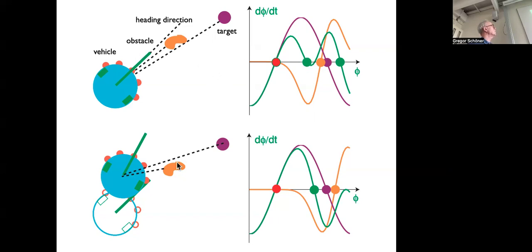And so after some time, the robot has moved in a particular direction and has a particular orientation like this. And because of that movement, the bearings of these different things have changed. In fact, now the bearing of the obstacles have moved under this angle. The obstacle is to the right of the target in heading direction.